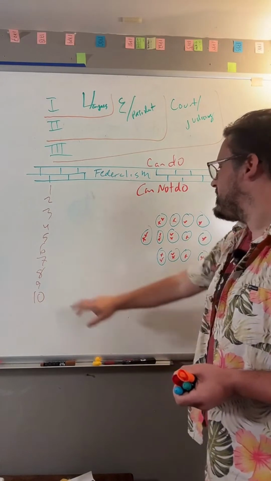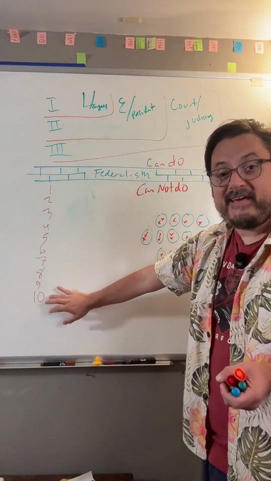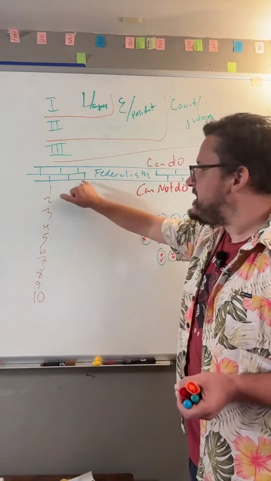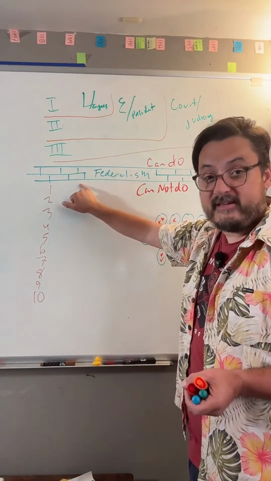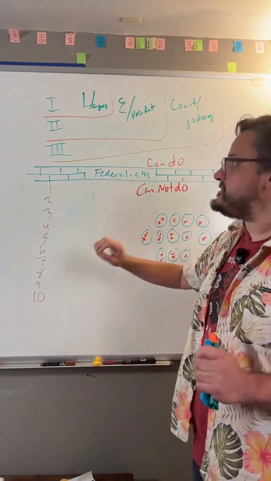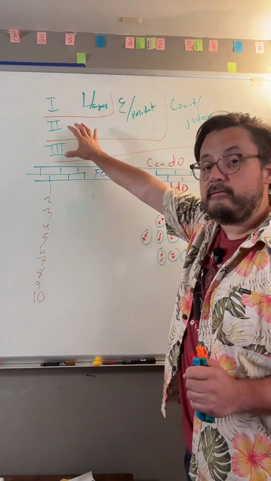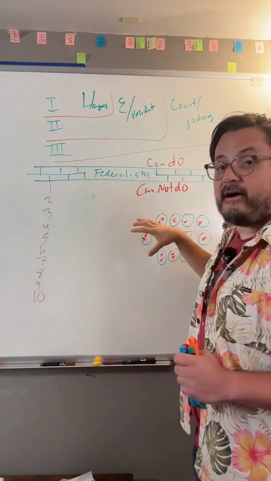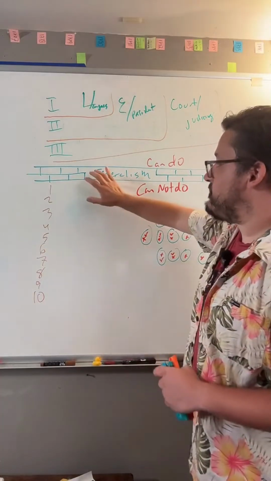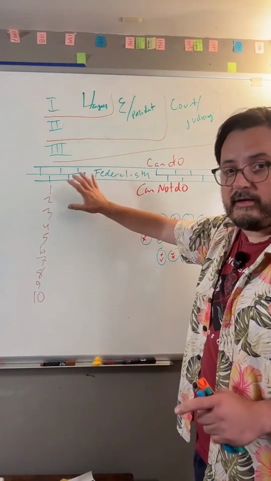So, 10. 10 is particularly interesting because 10 essentially says the same thing that this federalism wall says. Okay? 10 says that anything that is not enumerated up here belongs down here. That's it. It essentially reminds us that this federalism wall exists.